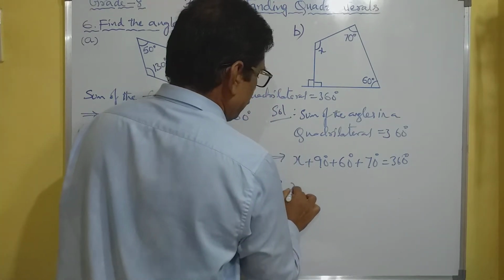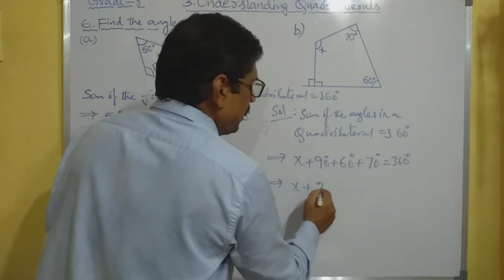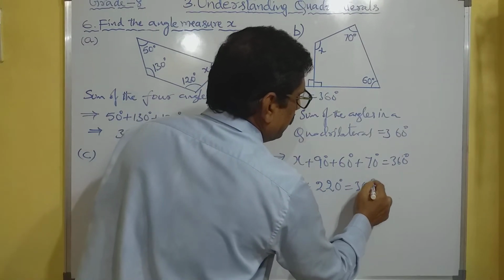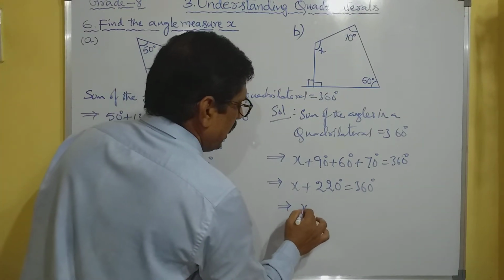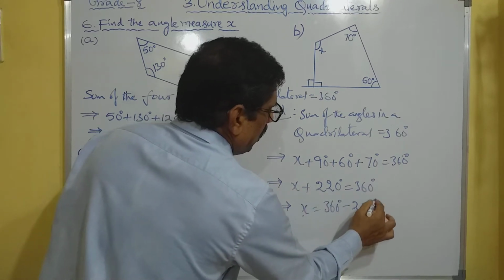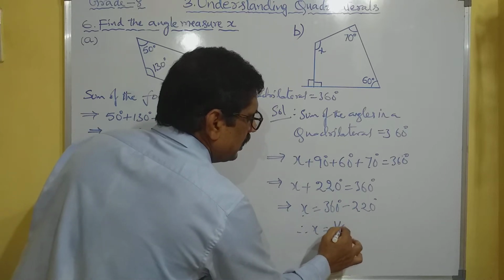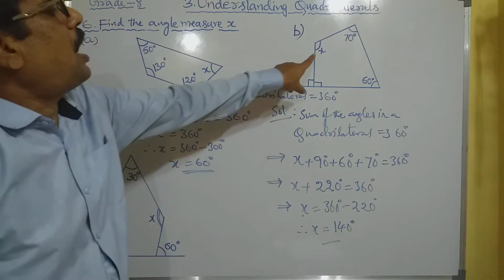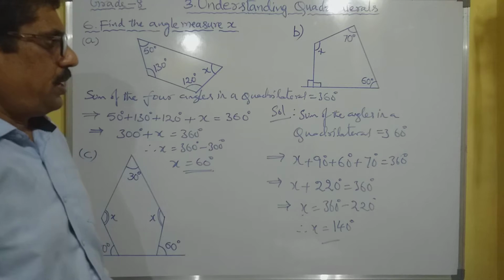So this implies x plus 90 plus 60 is 150, 150 plus 70 is 220 degrees, which is equal to 360. Now, this implies x is equal to 360. If you send 220 to the RHS, we get x is equal to 360 minus 220, which is 140 degrees. Therefore, here the unknown angle x value is 140 degrees.